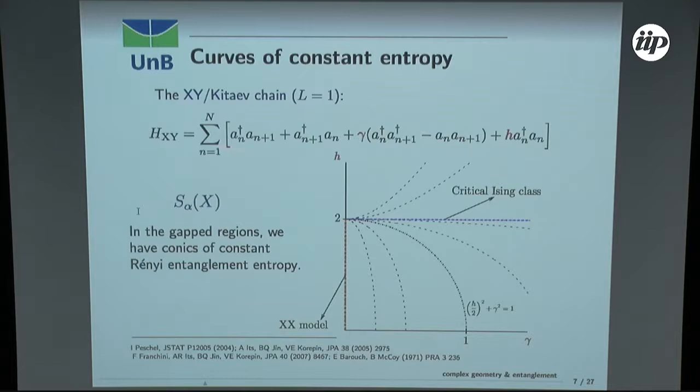This is the XY model, and this is the parameter space, h and gamma, and then the Ising model is this, when gamma equals 1, you have it here, this is the critical Ising model.